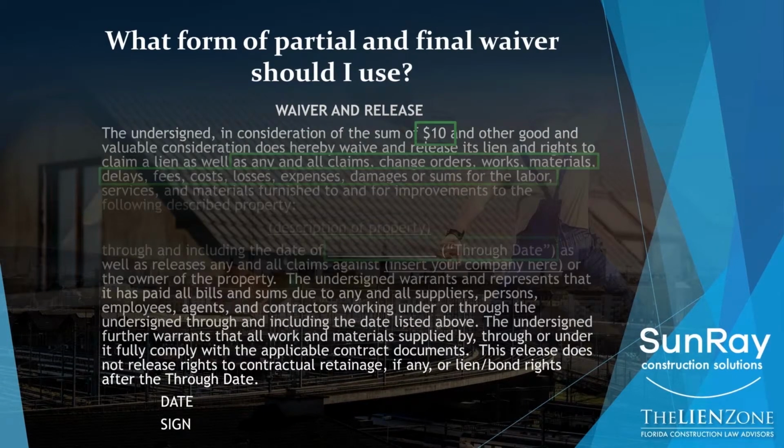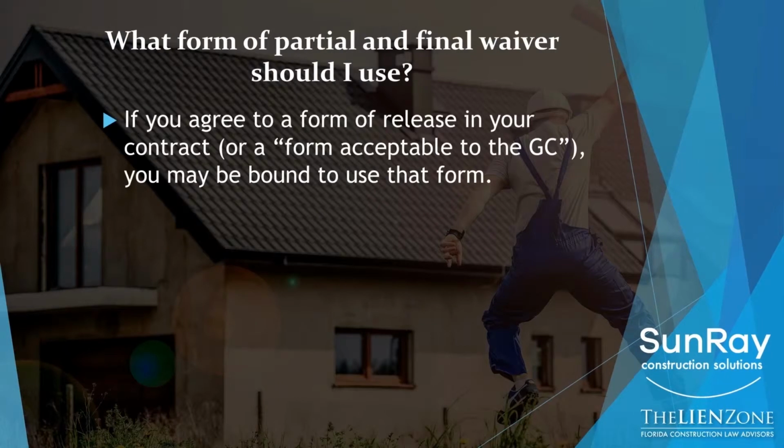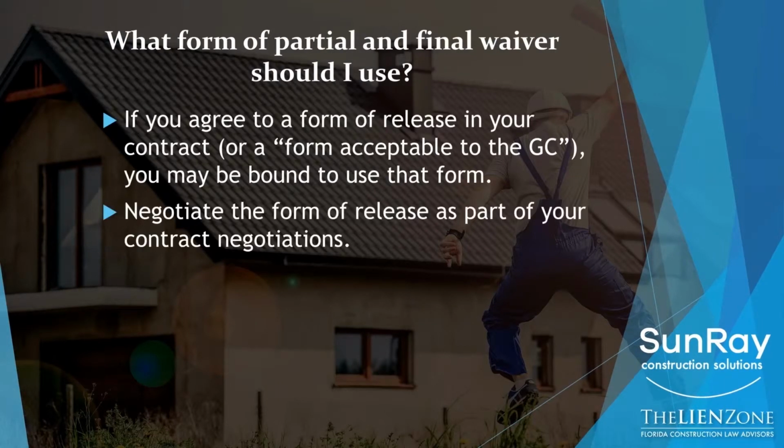So staying on the topic of the form of partial and final release, if you agree to a form of release in your contract, then that's the form that you're bound to accept during the course of the project. So if you're a subcontractor on a project and you sign a contract, that contract is going to say one of two things about the release. Number one, it's going to say you agree to use the release form that's attached as exhibit Q on our contract.